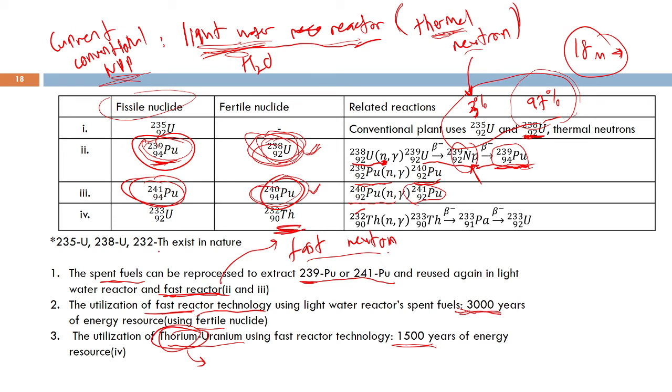And by the way, thorium also exists in nature, thorium-232. Thorium produces uranium-233, which is fissile. So uranium-233 can be put back in the light water reactor. With this technology, it can support up to 1,500 years of energy generation.